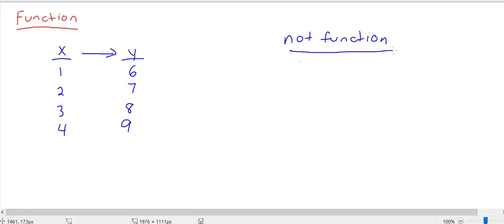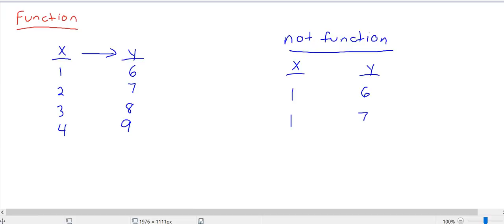Let's look at something that's not a function. Every x value corresponds to more than one y value. For example, the x value of 1 would correspond to a y value of 6, and the x value of 1 would also correspond to a y value of 7. The x equals 1 corresponds to y equals 6 and to y equals 7.